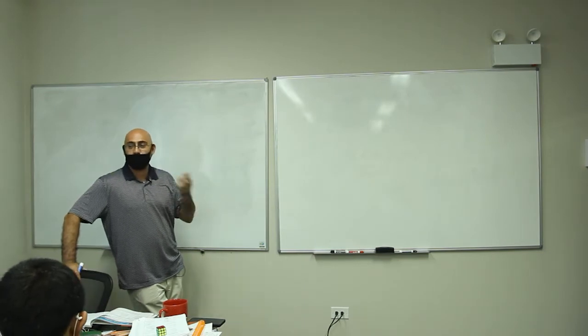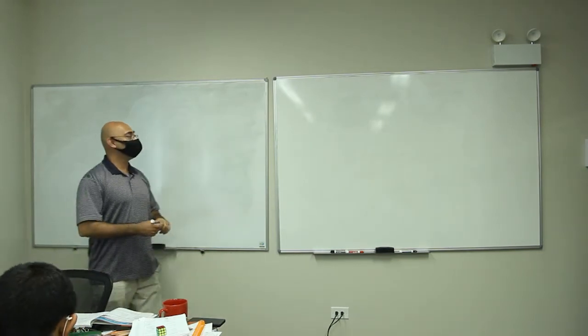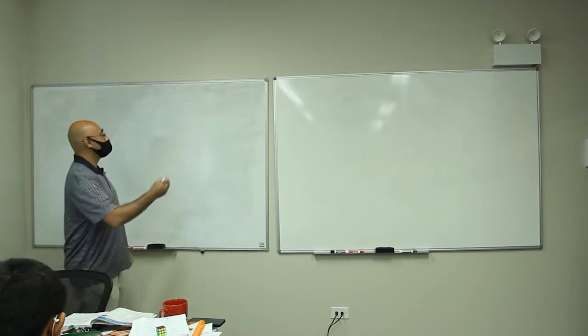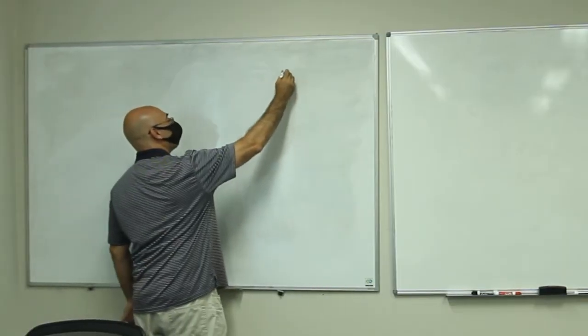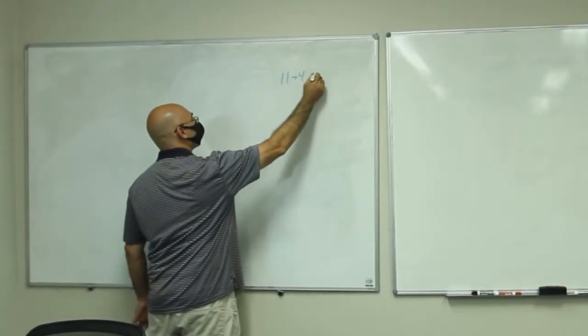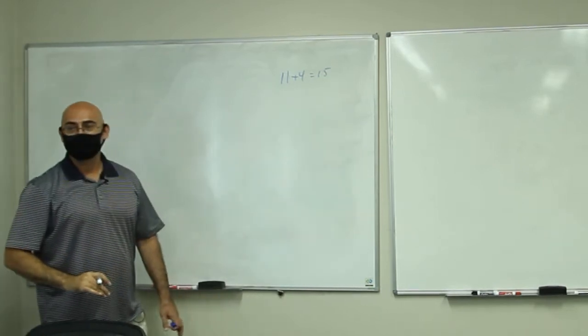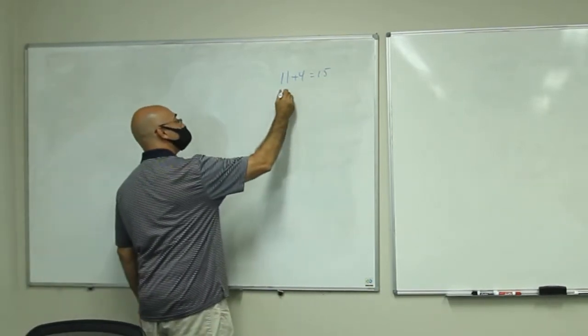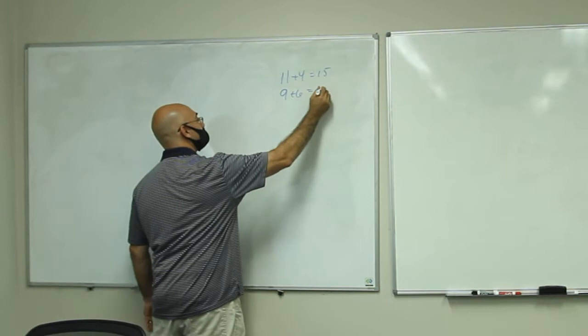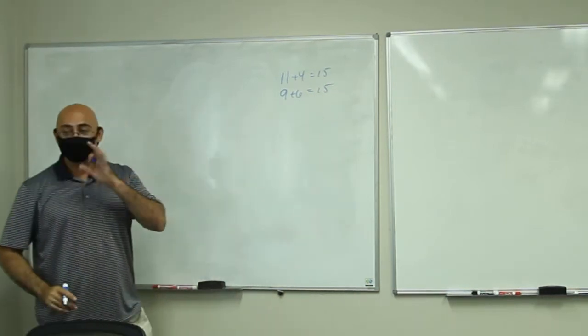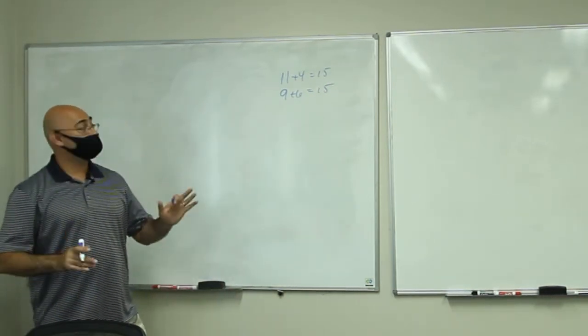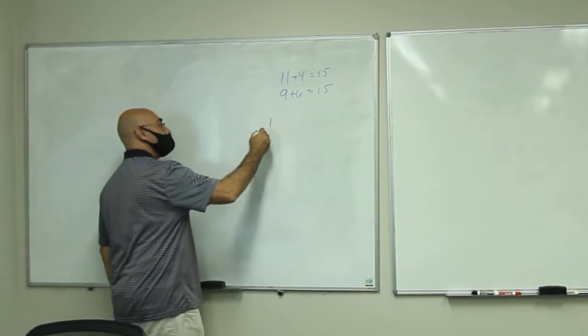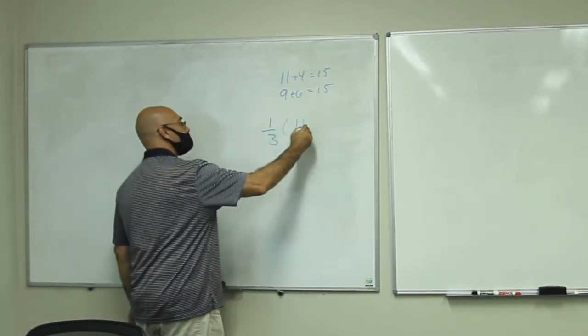You'd say, well, why do I need a simple rule like that? Well, if you had a problem like this, we know that, let's say, 11 plus 4 is equal to 15. You know that, yeah? We also know that 9 plus 6 is equal to 15. Again, you already know that. But if you had a problem, say, like this, 1/3 of 11 plus 4.